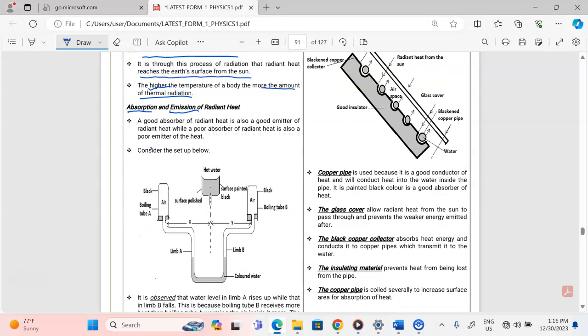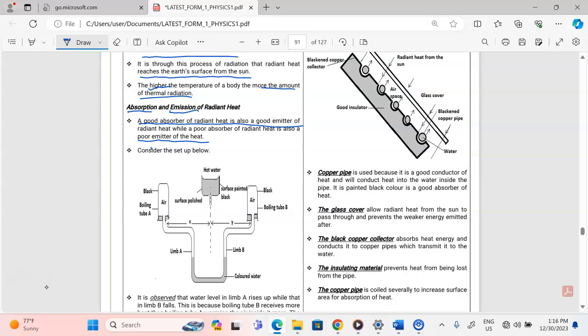A good absorber of radiant heat is also a good emitter of radiant heat, while a poor absorber of radiant heat is also a poor emitter of radiant heat. It's very good to understand this statement. If an object or a body is a good emitter of radiant heat, it is also a good absorber of radiant heat.